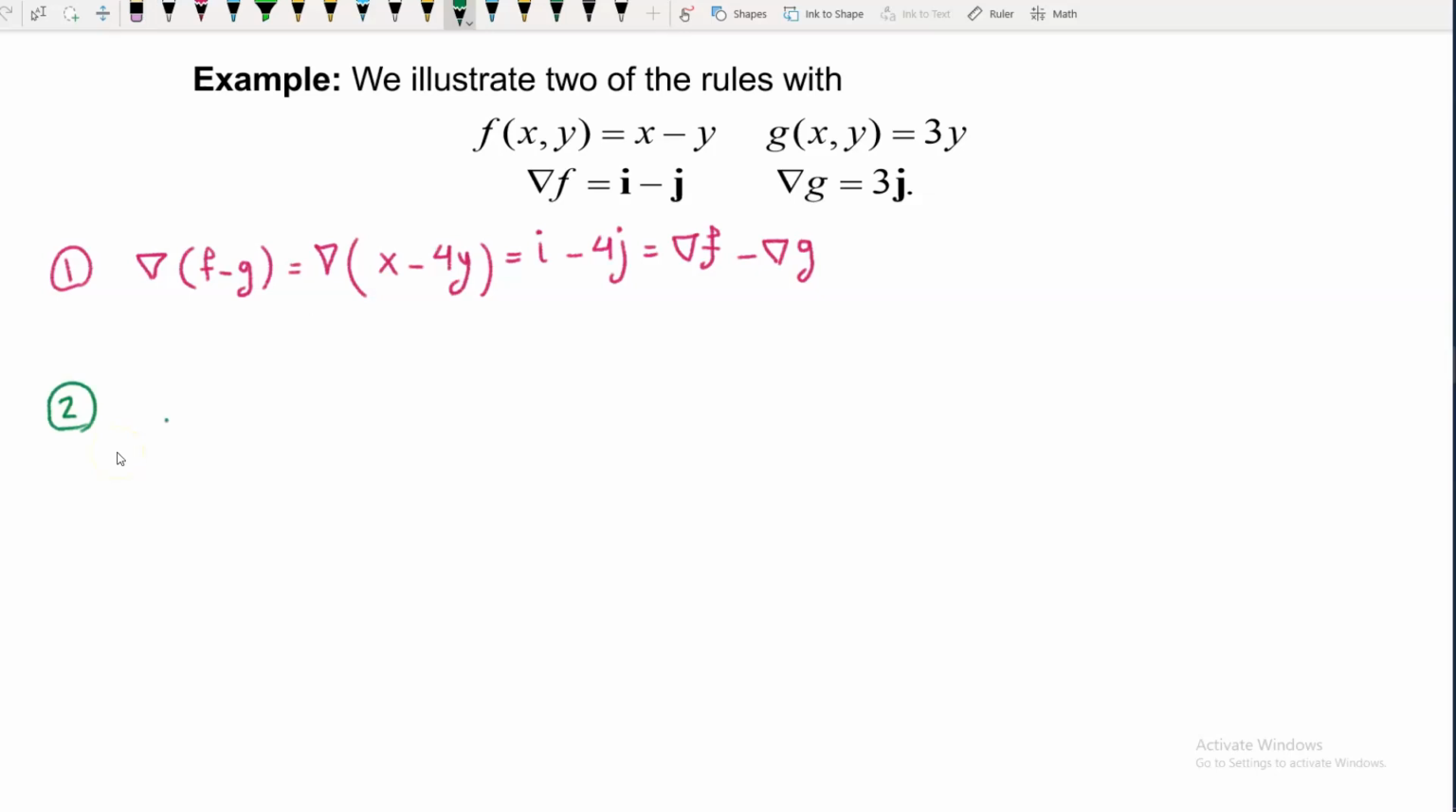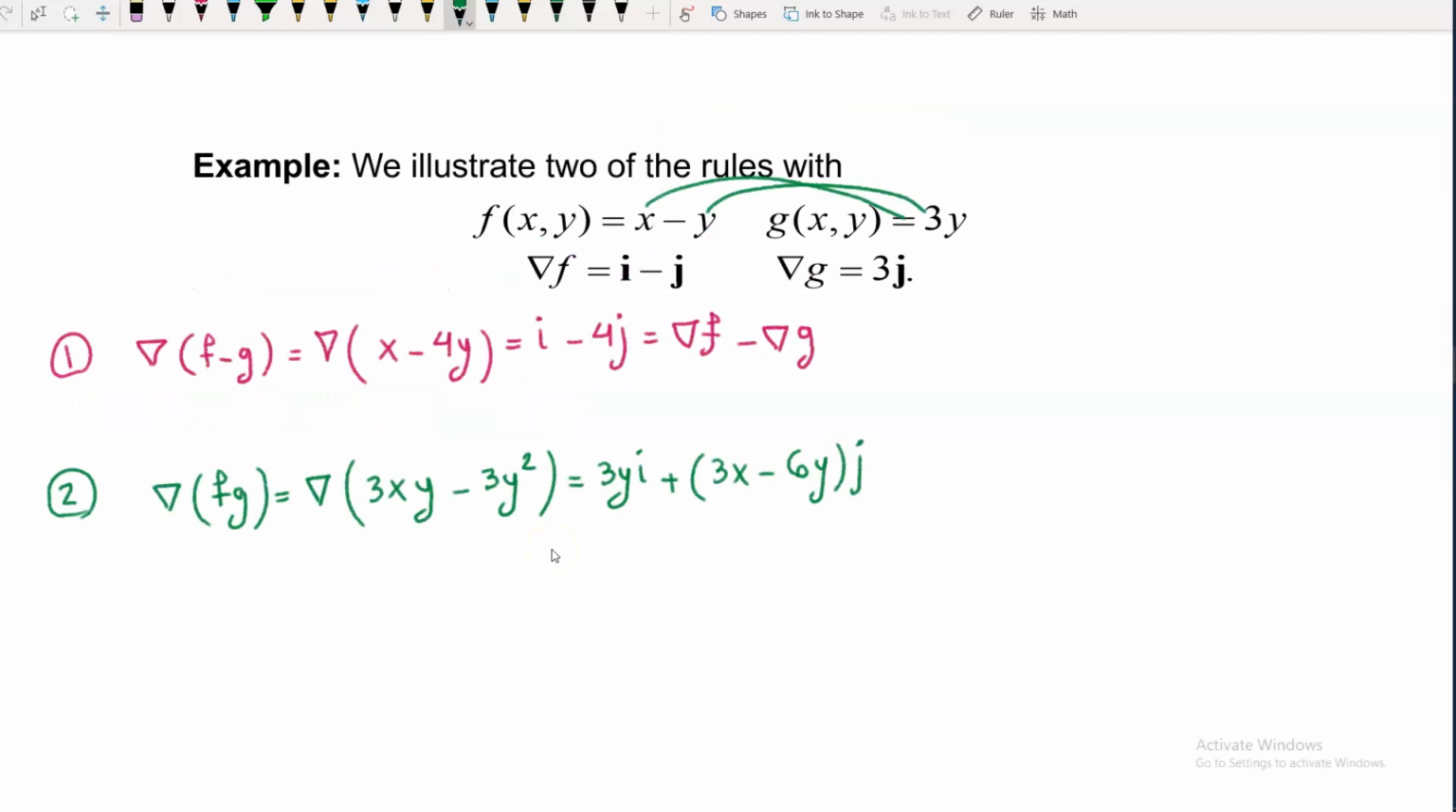Now, here I have gradient of f times g, that is equal to gradient of, here multiplying x times 3y and negative y times 3y. Here we have 3xy minus 3y squared. So this is equal to, we have partial derivative of f with respect to x, i plus partial derivative of f with respect to y, j.